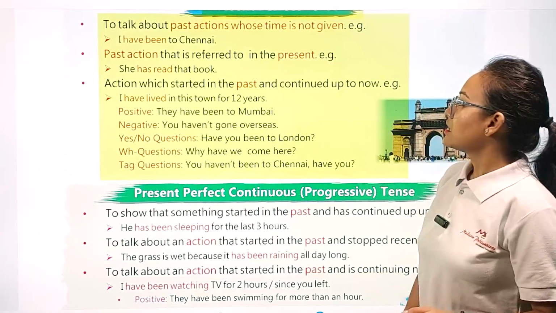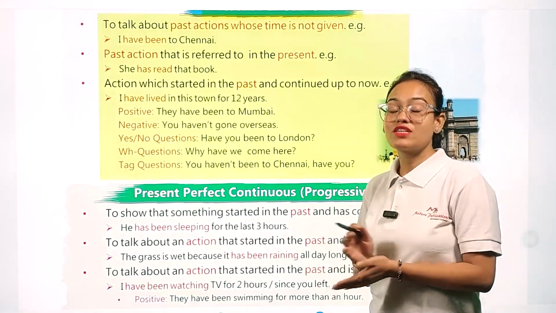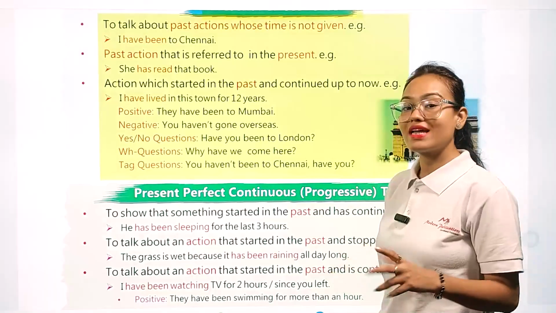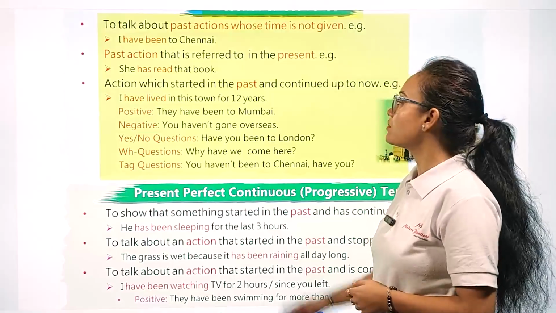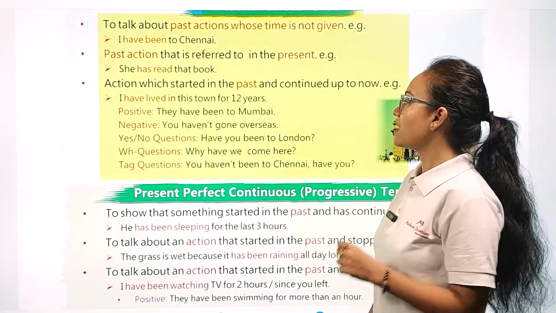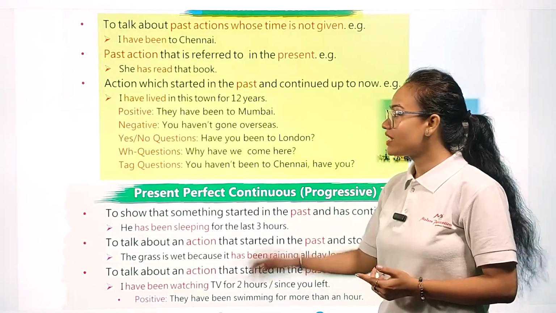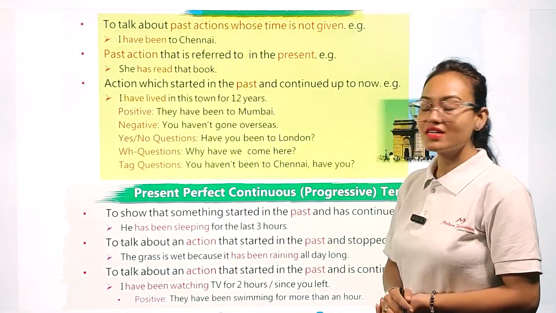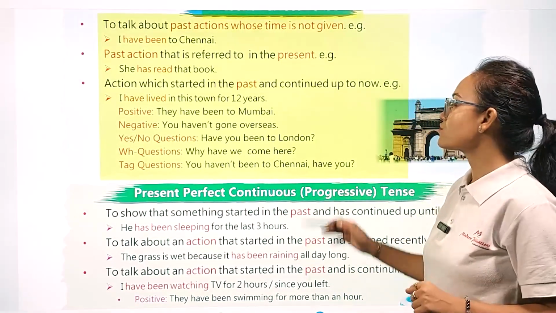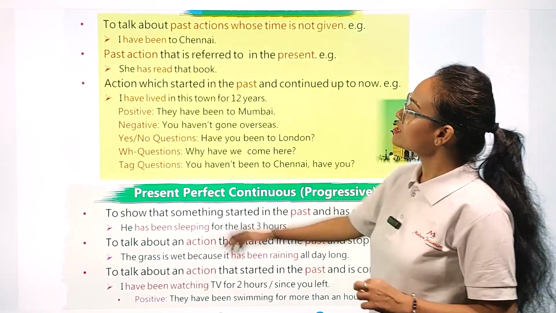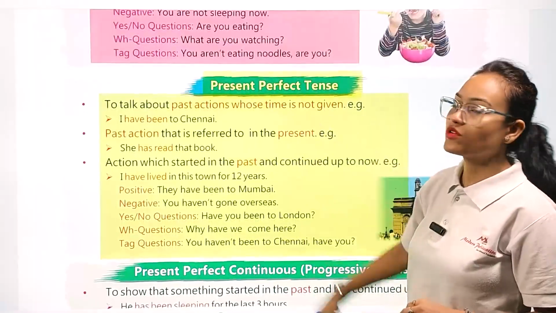Okay, in positive sense, in negative sense, in interrogative sense, in WH question sense, or whenever we are tagging a question, in what way are we going to express our sentences? Like in positive sense, they have been to Mumbai. Okay, and in negative sense, you haven't gone overseas. Yes or no questions: Have you been to London? WH questions: Why have we come here? And tag questions: We haven't been to Chennai, have you? So you can see, my dear students, in all these aspects, we can express our present perfect tense.